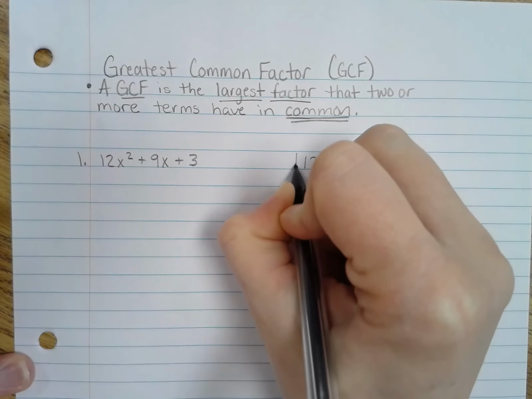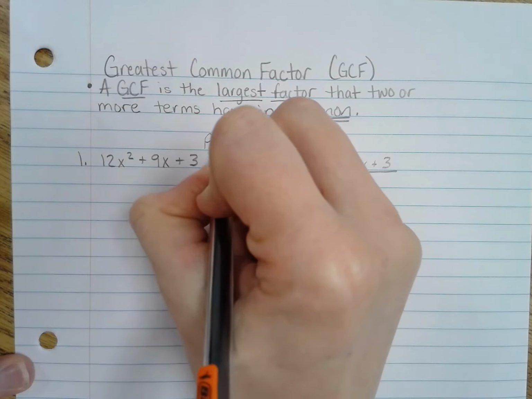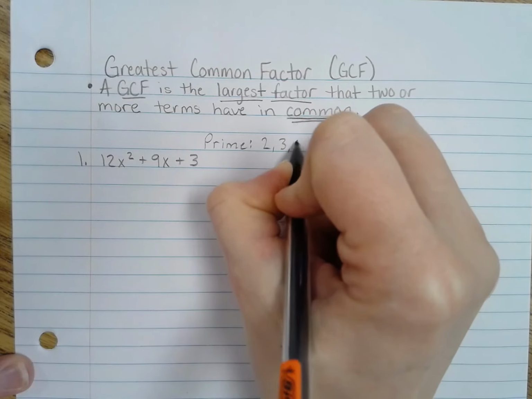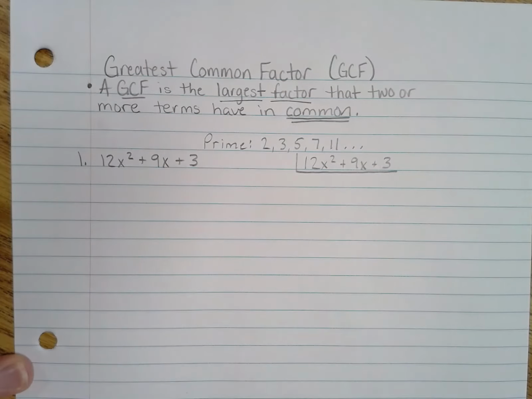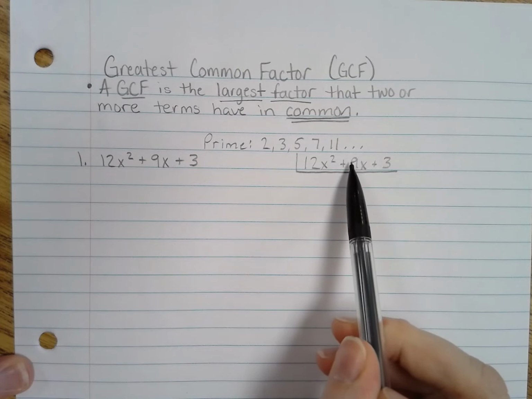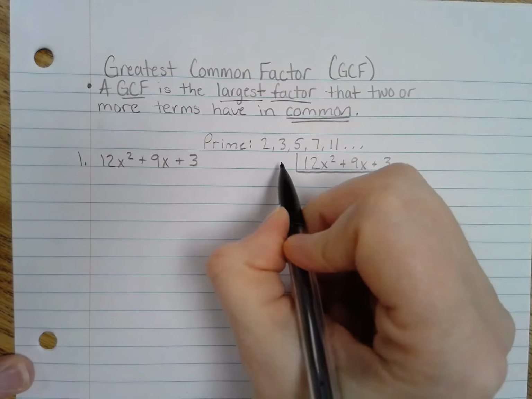And think of a prime number that will divide into all three terms. Our primes are 2, 3, 5, 7, and 11. So you might want to jot those down. Of course, there's more beyond that, but those are the most commonly used. So a 2 will go into 12, but it will not go into 9. So we'll have to find a prime number that goes into all three terms. A 3 will do so.